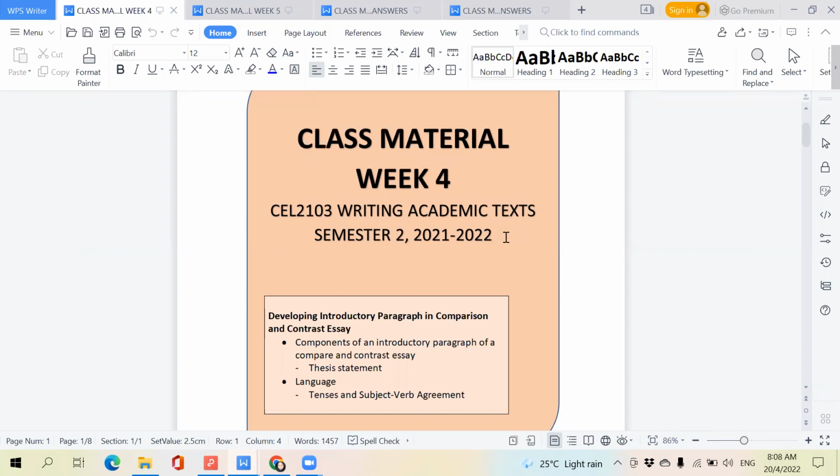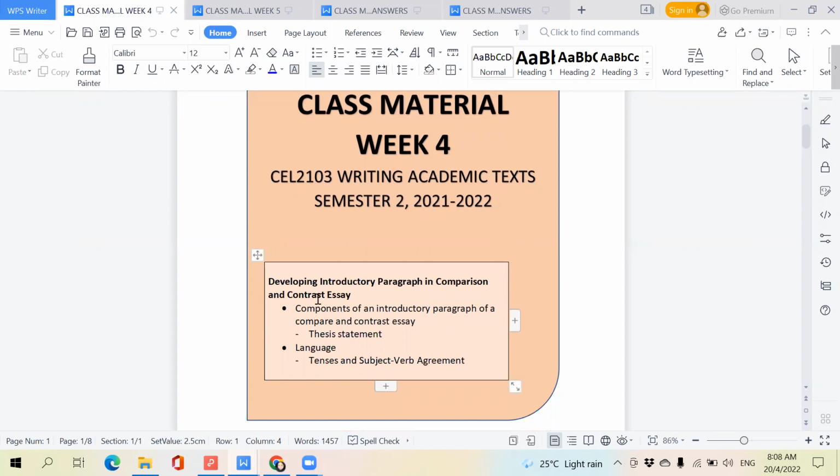Okay, so this is week 5, right? So we're gonna look at two topics, the ones from last week and this week. I'm gonna talk about the first one, week 4, which is developing the introductory paragraph in a comparison and contrast essay. For this topic, we're going to focus on the components of an introductory paragraph of a compare and contrast essay. We're going to look at the thesis statement, and in the topic of language, we're going to look at tenses and subject-verb agreement.